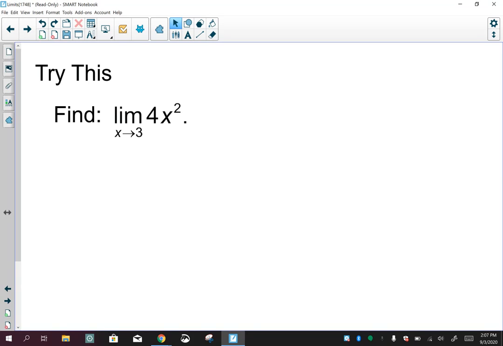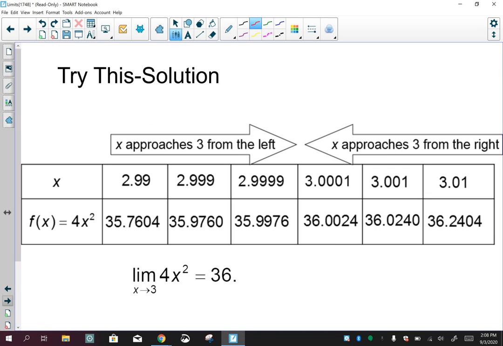Okay, so let's see how you did. If you've done everything correctly, you know that you're going to take this 3 that's sitting right here and just plug it in to get an answer. If we've done that, we wind up with the answer being 36. And so when you're looking at the actual table, your table should look something like this.